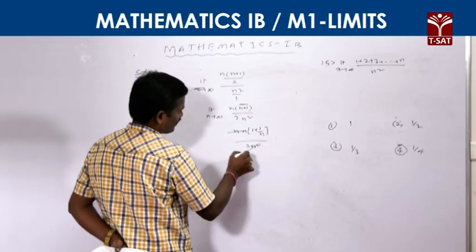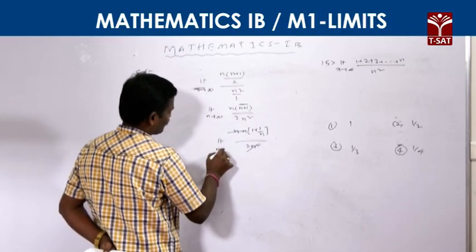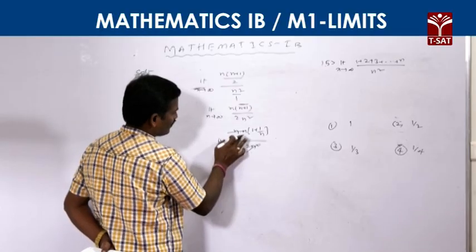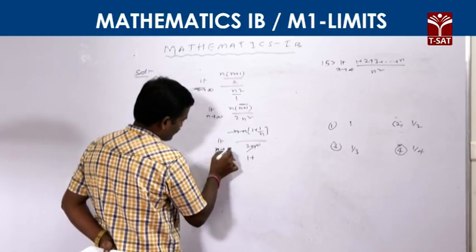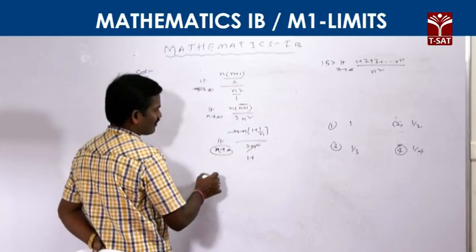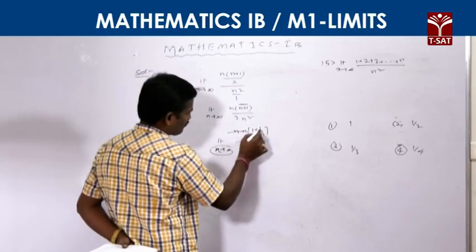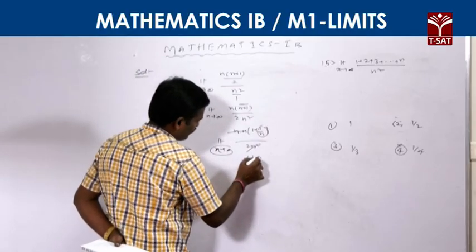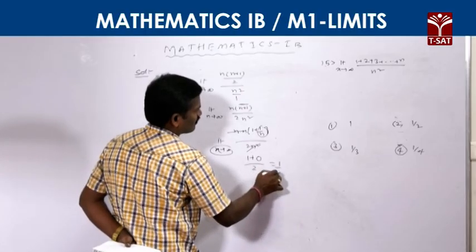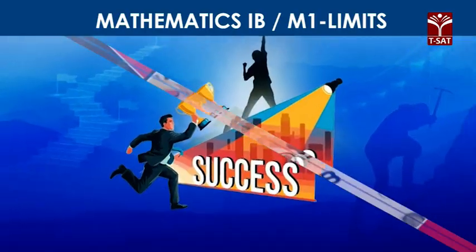Here n square cancel. So, limit n tends to infinity. So, answer is what? 1 plus this, as n extends to infinity, 1 by n extends to 0. So, this part is 0 and this answer is 2. Answer is 1 by 2. So, 1 by 2 is the correct option.